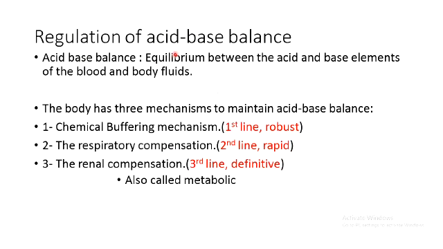The regulation of acid-base balance is known as the equilibrium between the acid and base elements of the blood and body fluids. The body has three mechanisms to maintain acid-base balance. First is the chemical buffer system, which is the first line and robust acting. The second is the respiratory compensation. It is the second line and it also occurs separately but within seconds to minutes. And the third one is the renal compensation.